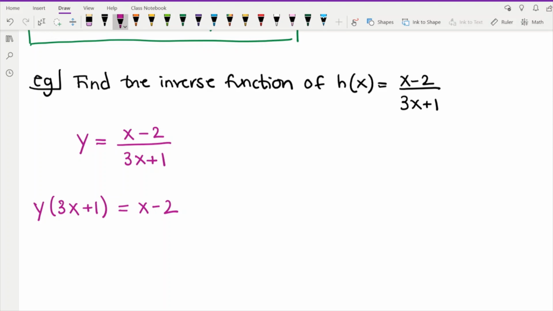Again, our goal is to solve this for x, and we still have some stuff in the way of that. So we want to distribute on this left-hand side because we can't access this x yet. In the previous step, we couldn't access these x's because they were in the middle of a fraction. Now we can't access this x because it's within these parentheses. So we just want to break everything down, and we can write this as 3xy plus y is equal to x minus 2. Now everything is completely broken down.